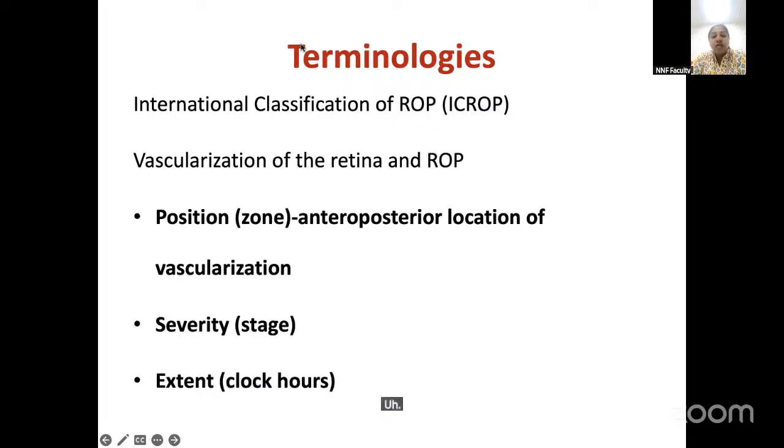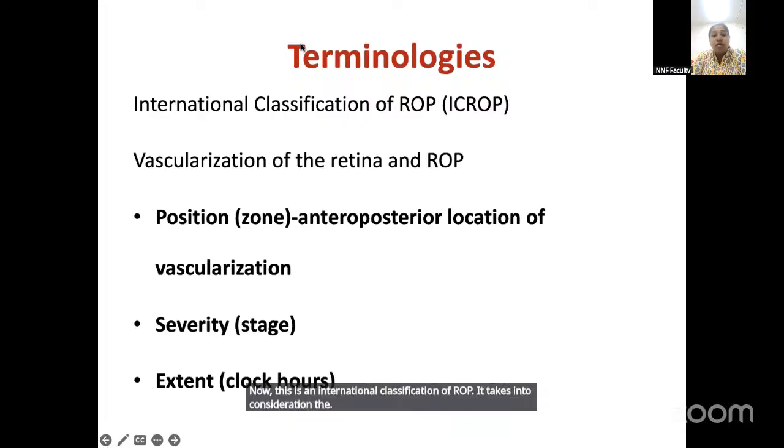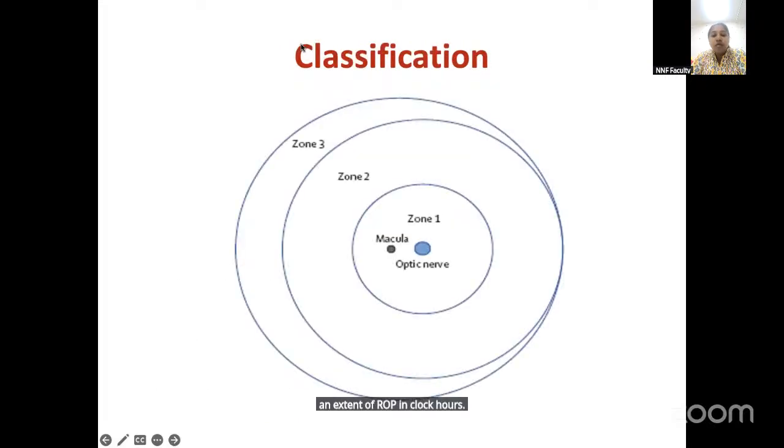Now, this is the international classification of ROP. It takes into consideration the zone of the ROP, that is position, whether anterior or posterior location of the vascularization, severity, that is the staging, and extent of ROP in clock hours. These are the zones. Next slide, please.